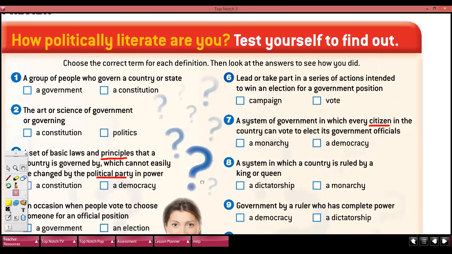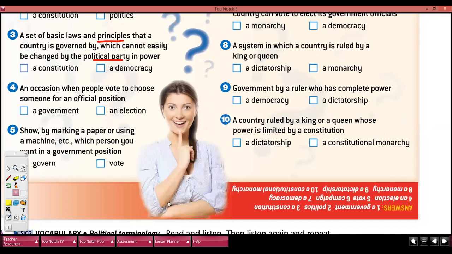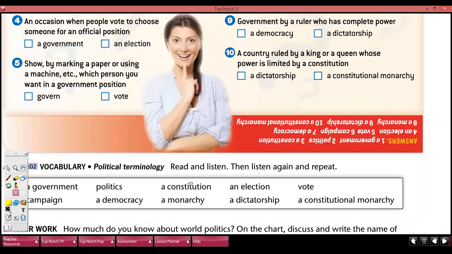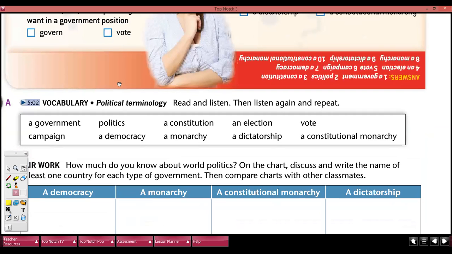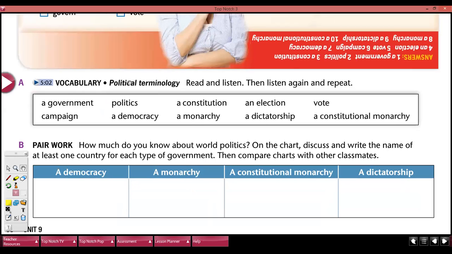Please answer it. Don't check the answers. You have the answers, but don't check them, so you know how much you know about the topic. Then we have a little vocabulary. This is political terminology. We have an audio, so let's play it.